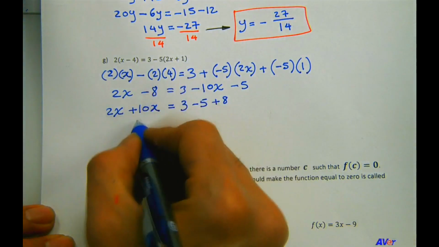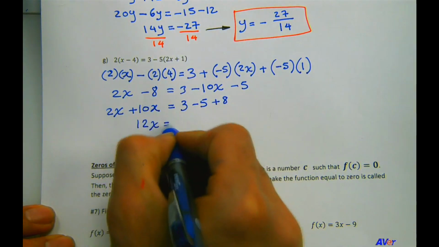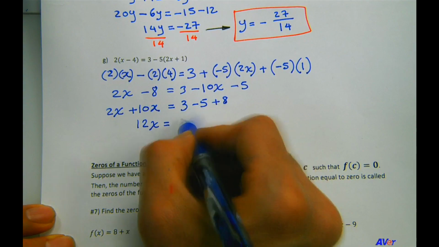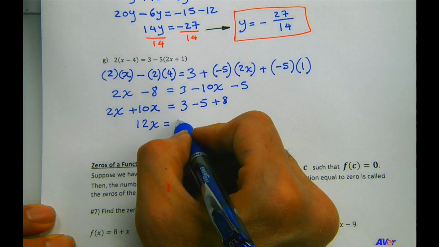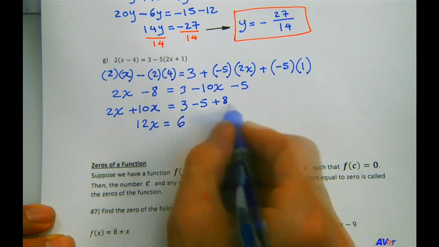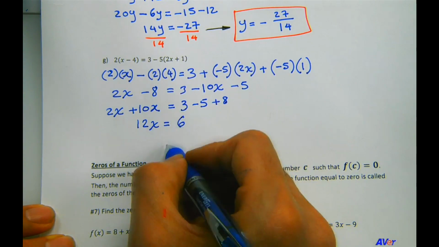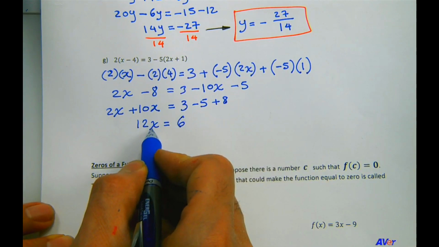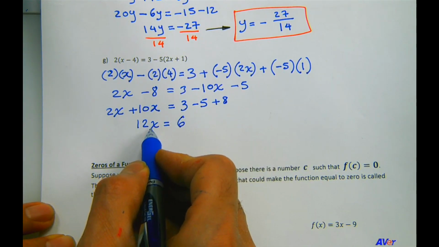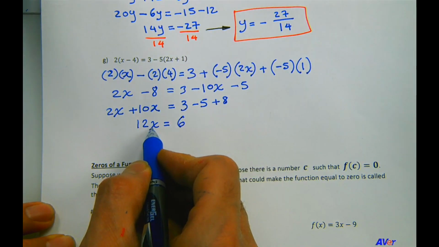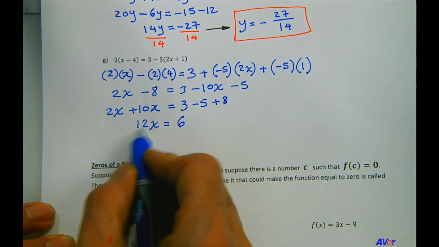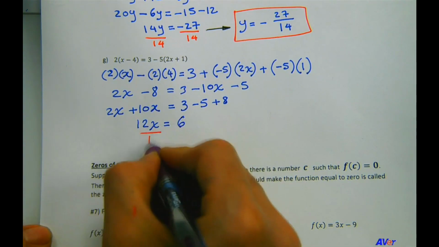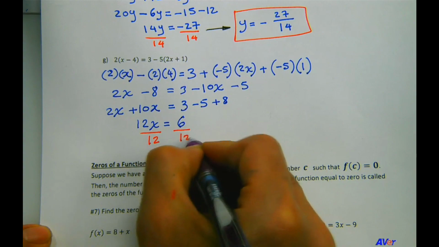Now let's combine these. We have 12x equals 3 plus 8 is 11, minus 5 is positive 6. Right? 11 minus 5, 6. Then we're solving for x, right? Which means we need to isolate x. Is x isolated? No. Why not? It's got a 12 next to it. We got to get rid of the 12. So 12 divide by 12.